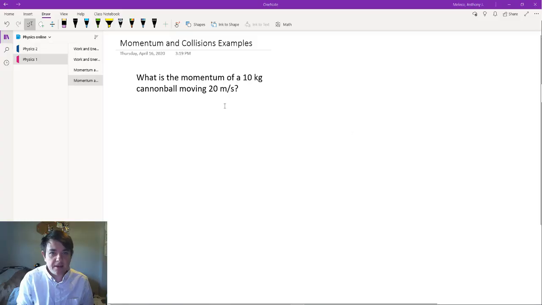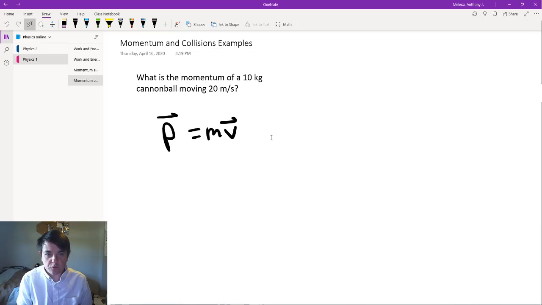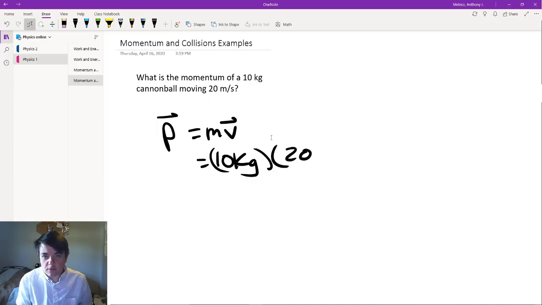So I've got an example already up: what is the momentum of a 10 kilogram cannonball moving at 20 meters per second? We usually start with the simplest type of example, so once again we'll do just that. Momentum is equal to mass times velocity. We have our mass right here, 10 kilograms, and our velocity at 20 meters per second. So we plug that in.